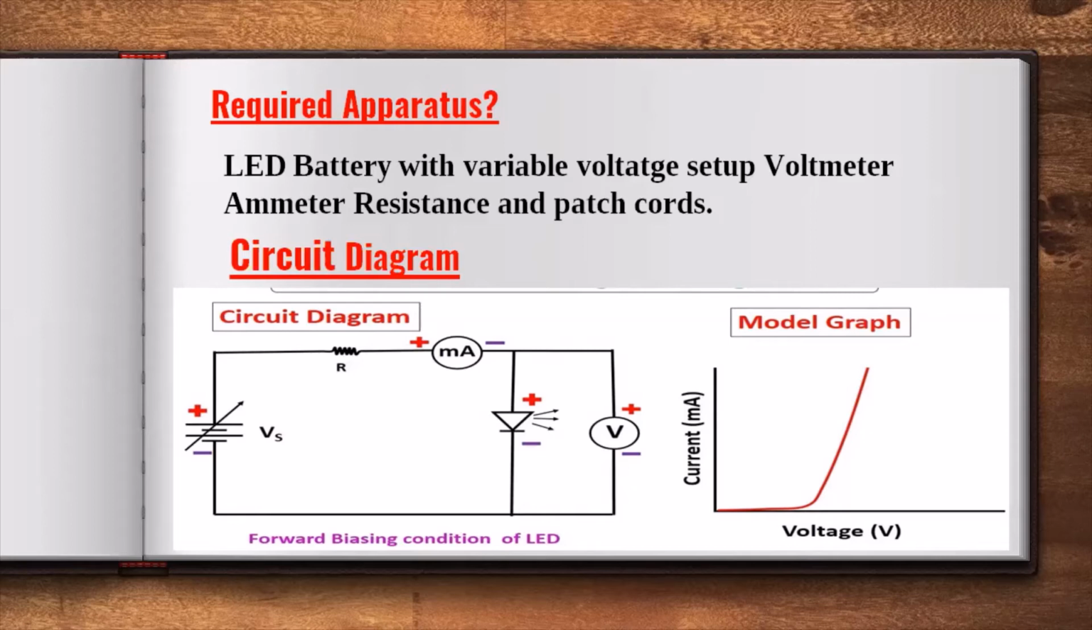So this is a circuit diagram and model graph, and we are going to observe the voltage and current characteristics of LED by using the virtual method. For this, we use the software called Tinkercad. In this, we can create different electrical circuits by using various electrical components. First I will explain the procedure to construct the circuit, followed by the observation.